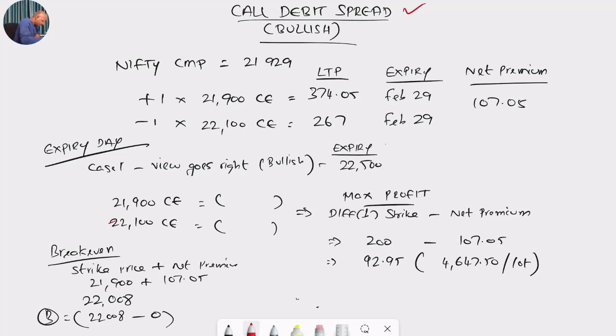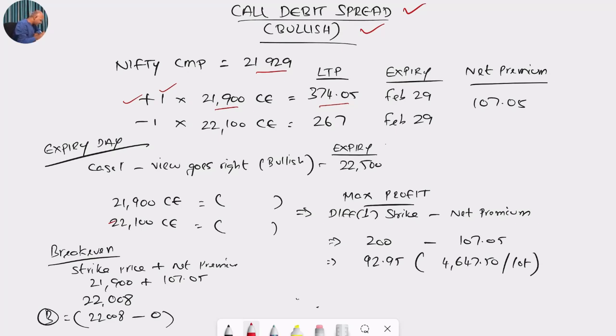We know this spread is used when the view is bullish. Now let's take an example. The Nifty closing price as on today is 21,929. As per our rules, we buy an at the money call option. The nearest strike is 21,900, which is our at the money. Plus symbol is a buy, 1 is the quantity size. So we buy one lot of 21,900 call option for a premium of 374.05.